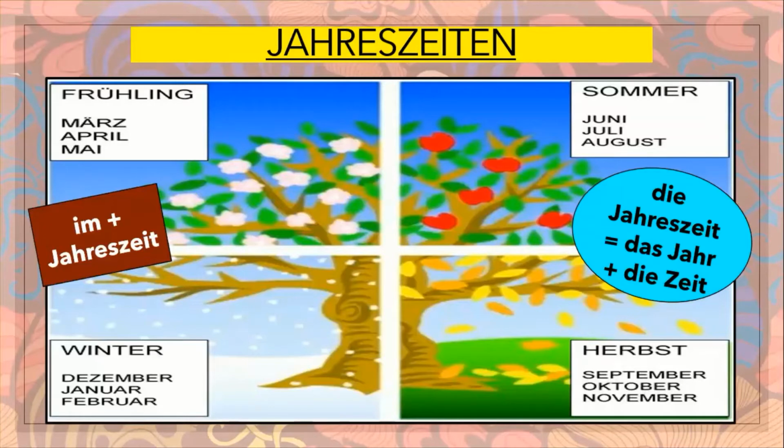And die Jahreszeit is made up of two nouns, das Jahr or die Jahre, which is the plural if you put an E at the end, as you can see in this noun, and die Zeit, which is the time. So the season is the time of the year, any time of the year.